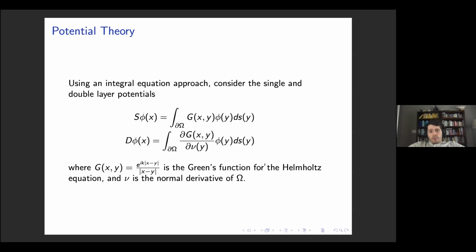So to solve this problem, instead of tackling the partial differential equation directly and applying some sort of finite element method with absorbing boundary conditions on an artificial boundary, we are actually going to solve using an integral equation approach. We're going to apply some potential theory. So we're going to consider the two layer potential operators, the single and the double layer operator, with the Green's function being the Green's function for the Helmholtz equation in 3D.